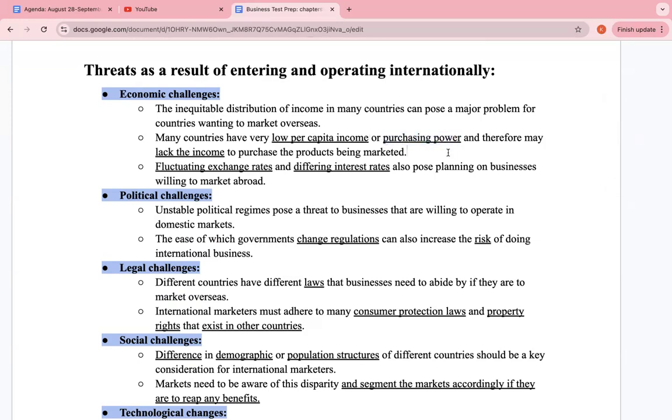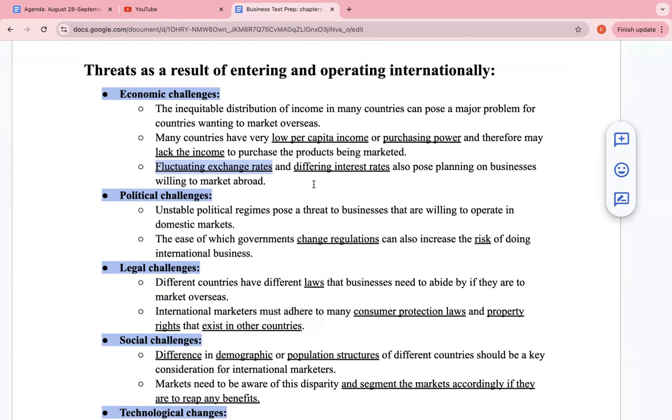So yeah, and then they have fluctuating exchange rates, and different interest rates also pose planning problems for businesses willing to market abroad. Basically, exchange rates are, for example, some countries use the US dollar, other countries use the euro, other countries use the pound sterling, other countries use rupees. So yeah. Fluctuating exchange rates means that it's kind of different.